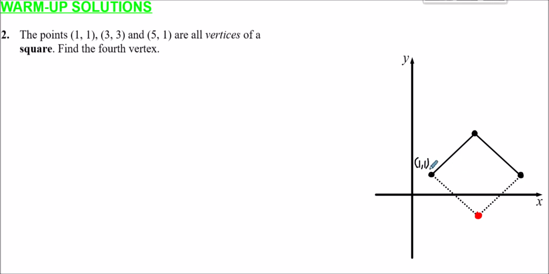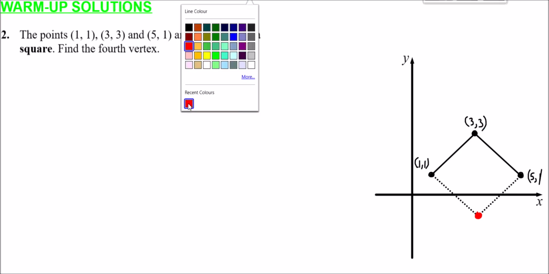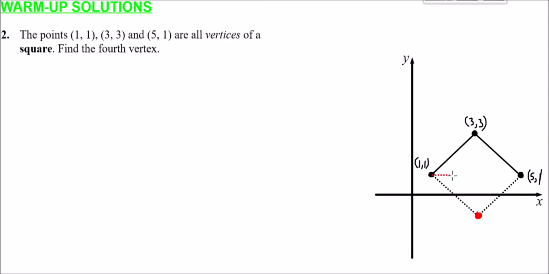That's 1, 1. Here we had 5, 1. This one up here was 3, 3. So let's just think about the diagonals of this square. If I sketch on from this corner to the opposite corner, that's got a length of going from 1, 1 to 5, 1. It's a bit hidden, this one, so there we go.